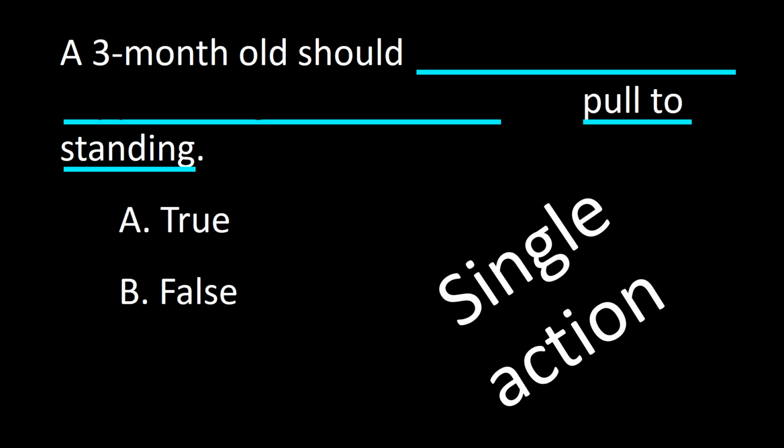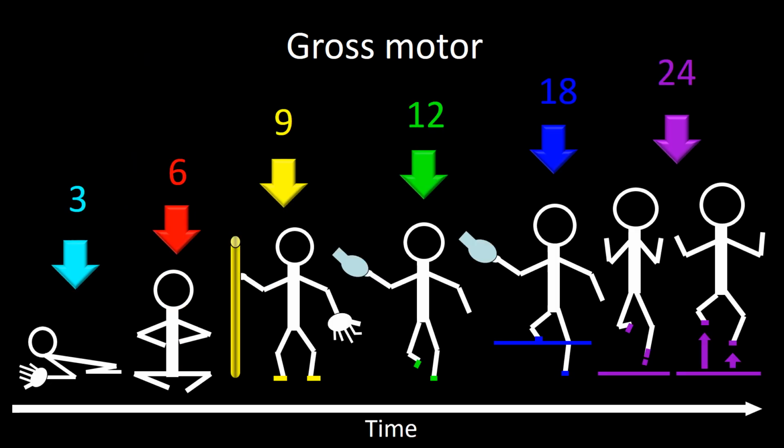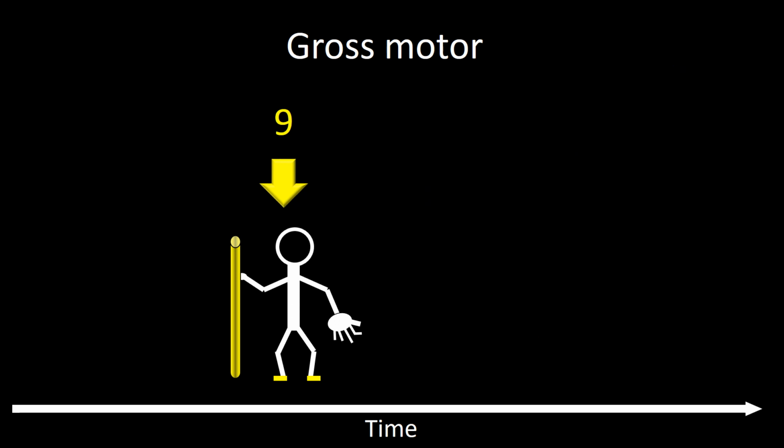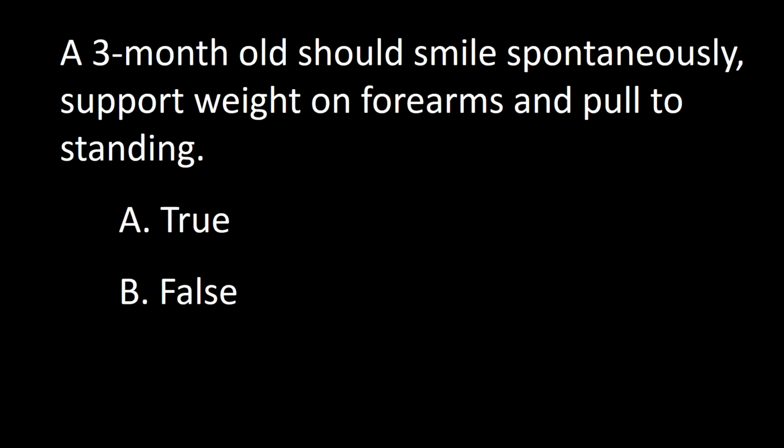And to answer this question, you need to remember the gross motor anchoring milestones shown in this frame, which I am bringing them back to remind you that pulling by self to standing does not occur until 9 months of age. Hence, the answer to this question is false.